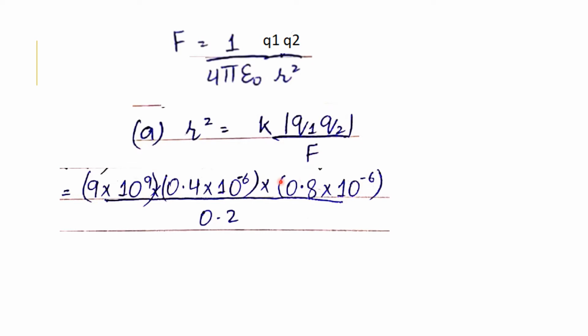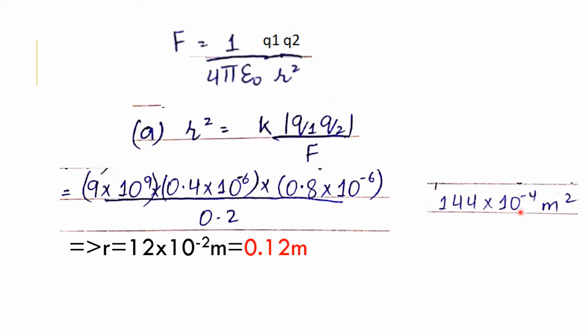Do this calculation. You will get r square is equal to 144 into 10 raised to minus 4 meter square. Now we can find r by taking the square root of this, that will be 12 into 10 raised to minus 2 meter, or 0.12 meter. So this is the answer for part A.